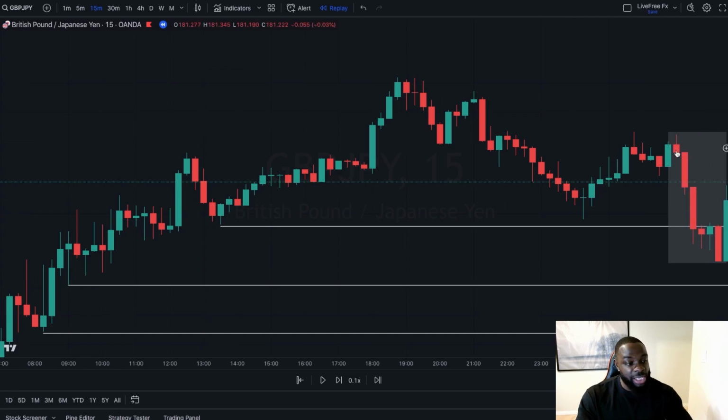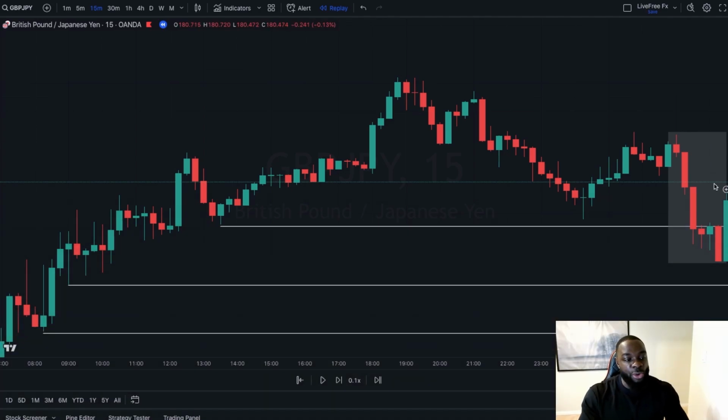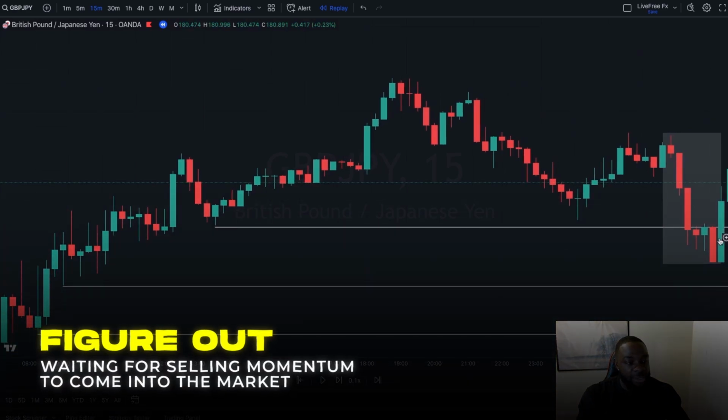But now that sellers have taken out the lows and given us the play that, hey, price wants to continue its move to the downside, because that's the thing. You want to figure out where the direction is going. And once that move has been made, the next thing that you want to focus on is waiting for selling momentum to come back into the market.